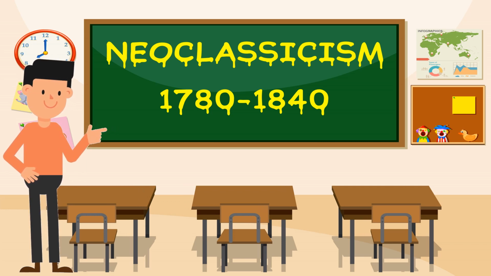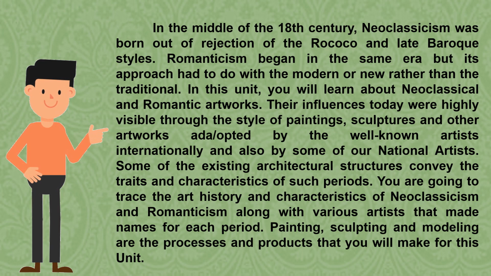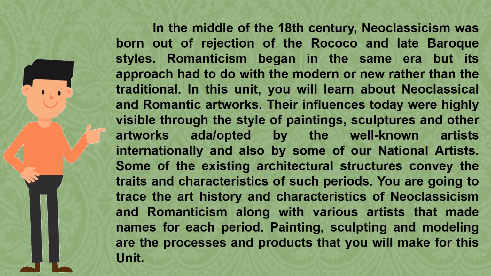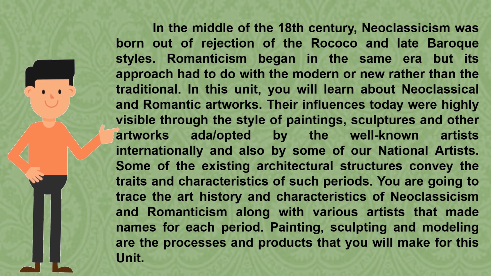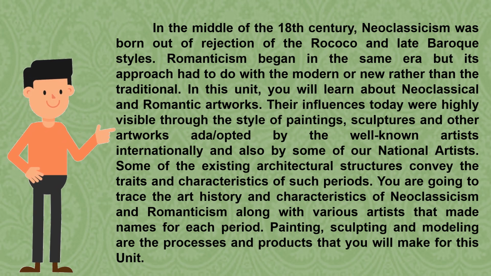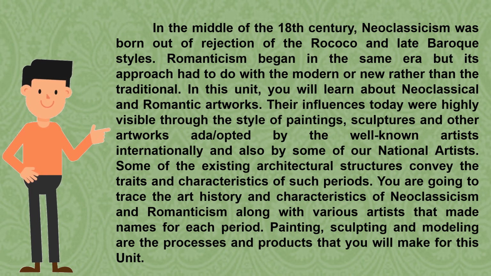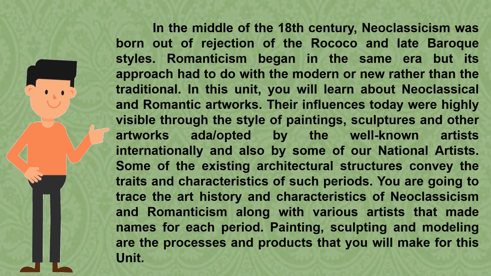So we will start our discussion about neoclassicism, which is from 1780 to 1840. For our introduction, in the middle of the 18th century, neoclassicism was born out of rejection of the Rococo and late Baroque styles. So meaning it is after the Baroque period. Romanticism began in the same era, but its approach had to do with the modern or new rather than the traditional. So we have variations with regards to the implications of the arts during this period.